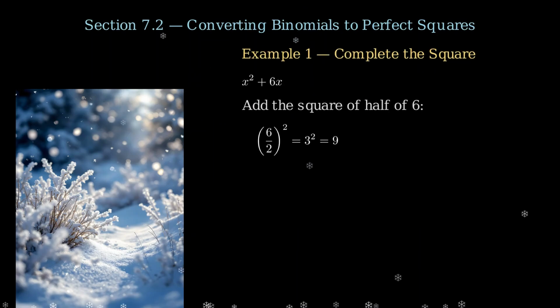Convert x squared plus 6x to a perfect square trinomial. First, find the coefficient of x, which is 6. Next, take half of 6 to get 3 and square it. 3 squared gives us 9. Therefore, by adding 9, we create the perfect square trinomial x squared plus 6x plus 9, which can be factored as the square of x plus 3.